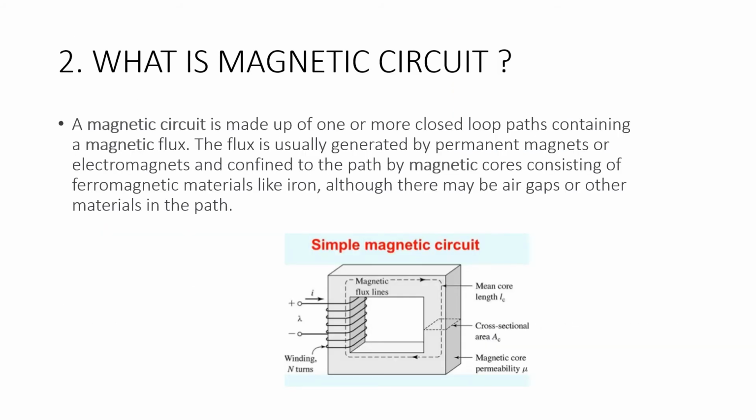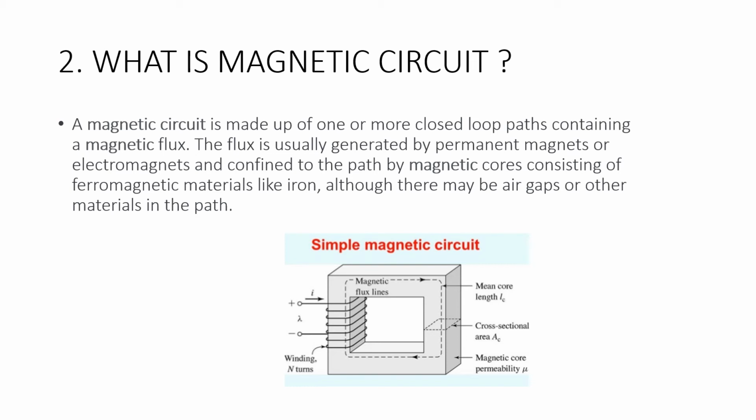What is a magnetic circuit? A magnetic circuit is made up of one or more closed loop paths containing a magnetic flux. This flux is usually generated by permanent magnets or electromagnets. It is confined to the path by magnetic cores consisting of magnetic materials like iron. There may be air gaps or any other materials present in the path.